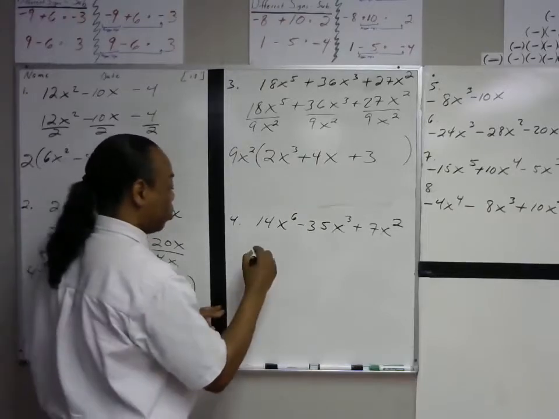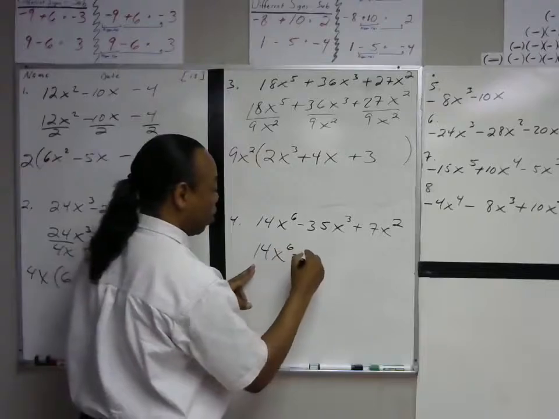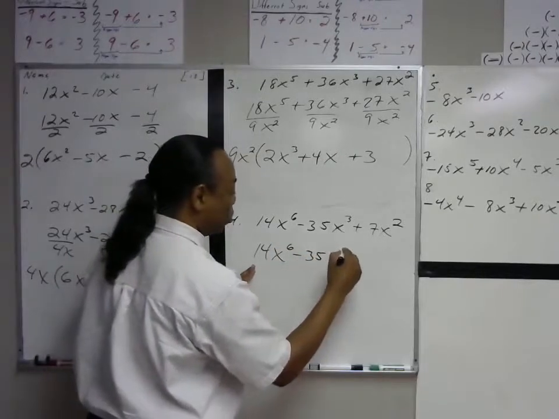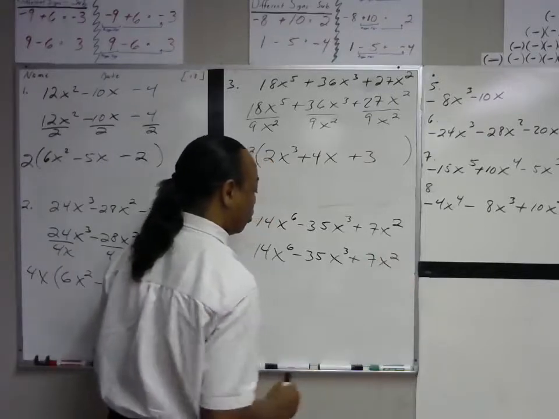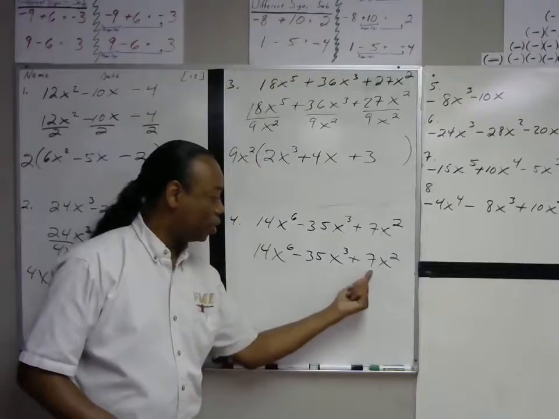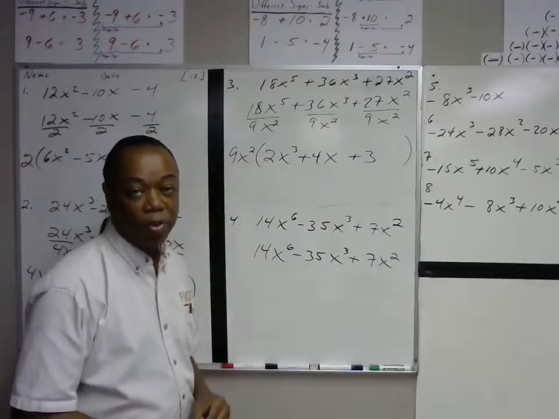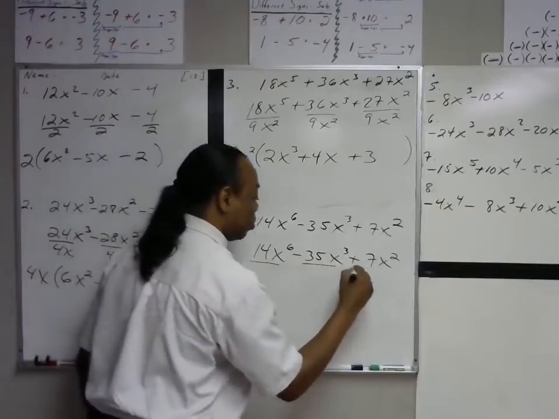Okay, next, preserving the integrity of the original problem, we'll write 14x to the 6th power minus 35x to the 3rd power plus 7x to the 2nd power. Okay, we have a 14, a 35, and a 7. The greatest common factor for that will be 7. So we'll divide each of these by 7.